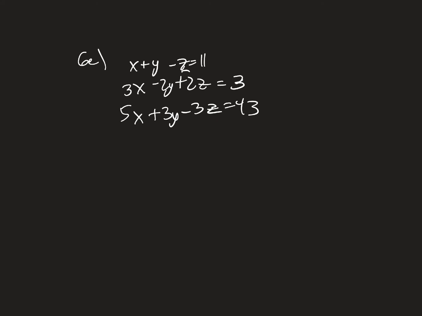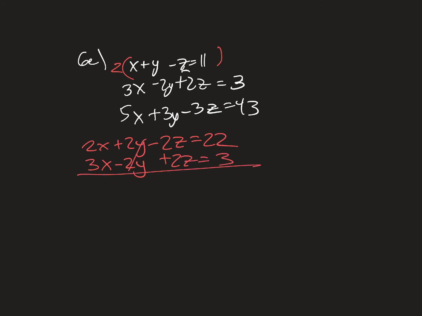Maybe equations 1 and 2, and eliminate y, I guess. If I work with equations 1 and 2, then I'm going to multiply 1 by 2. So I'd get 2x plus 2y minus 2z equals 22. And then the second equation is just 3x minus 2y plus 2z equals 3.